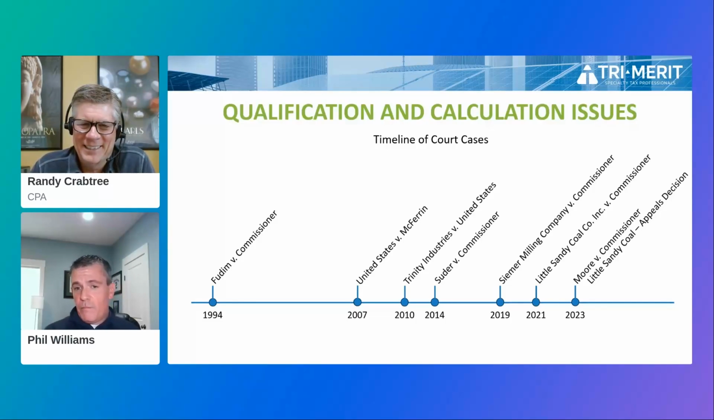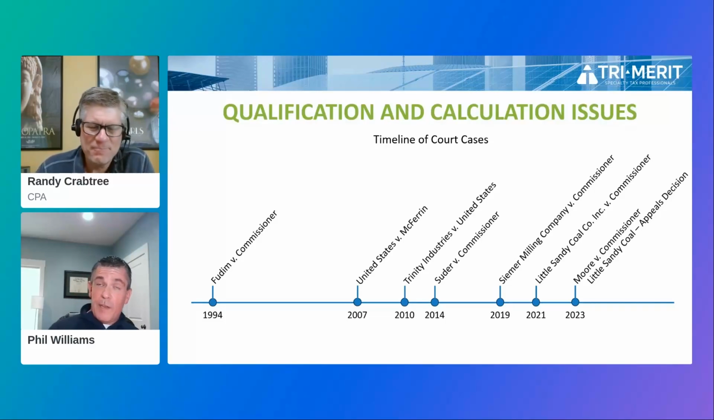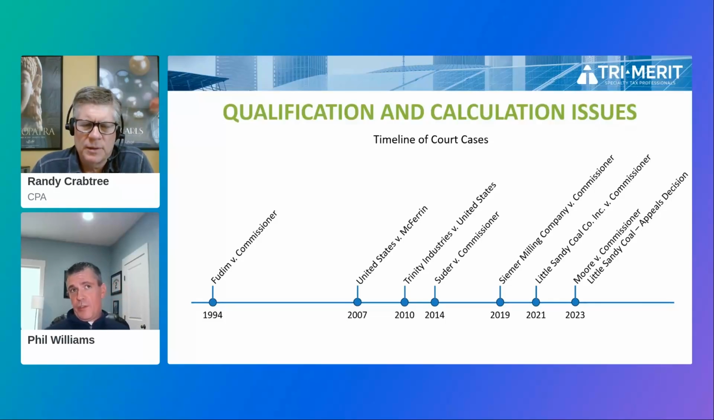McFerrin, 13 years later, further amplified a lot of what was said in Fudge. And it wasn't across the board. There were a couple of negative pieces of McFerrin. Trinity goes to the supply costs that Randy was talking about and the inclusion of first article or prototype expenses. Again, very positive. Suder v. Commissioner, I saw somebody refer to this case as the R&D Swiss Army knife.